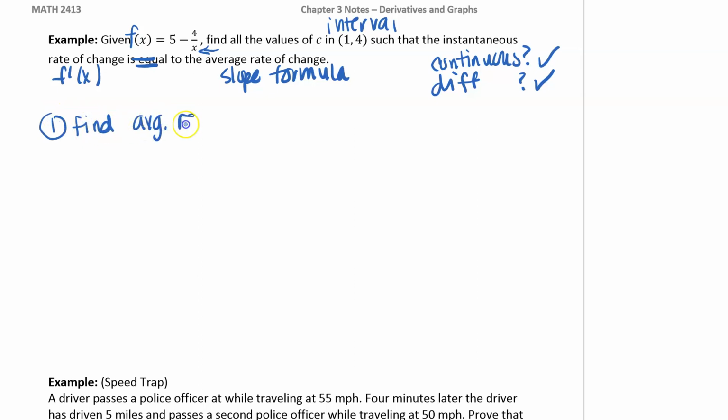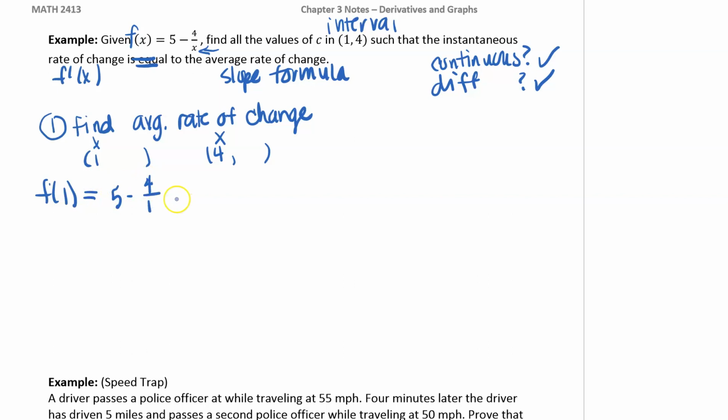So since we know those two things, the first thing we need to do is find the average rate of change, and that is the slope between our two endpoints at 1 and 4. I know 1 is an x value, and I know 4 is an x value. And so I need to find out their corresponding y values. So I'm going to say f of 1, and I'm going to plug it back into the equation. 5 minus 4 over 1, that gives me 1. So now I have the ordered pair 1, 1. F of 4, so I'm plugging 4 back into that original equation. That gives me 5 minus 1, which is 4. So I have the ordered pair 4, 4.